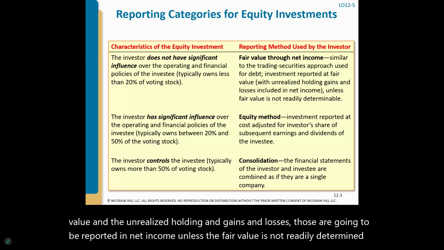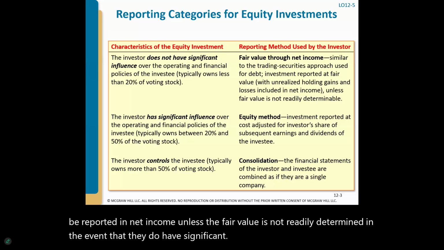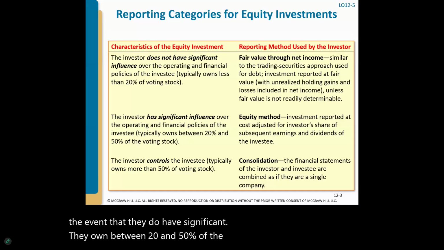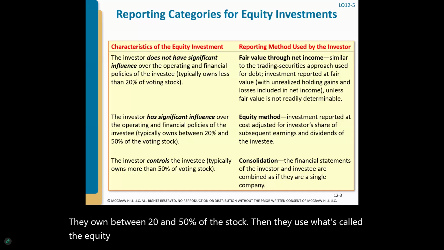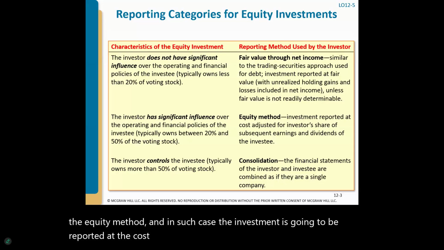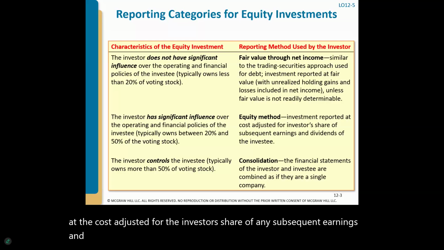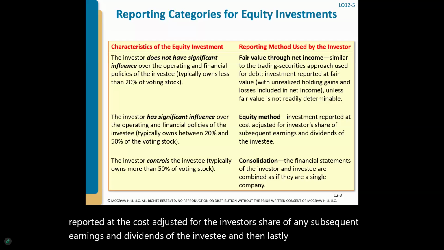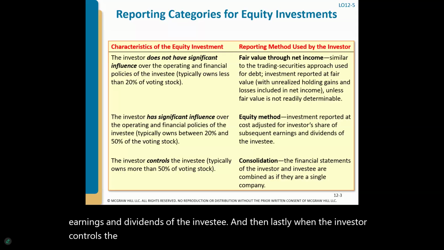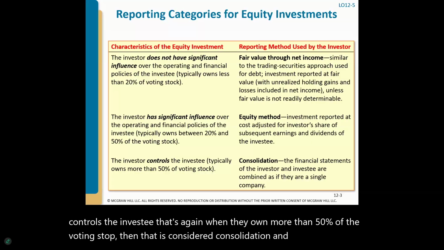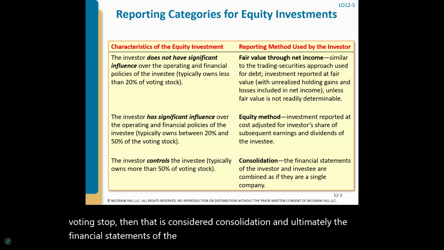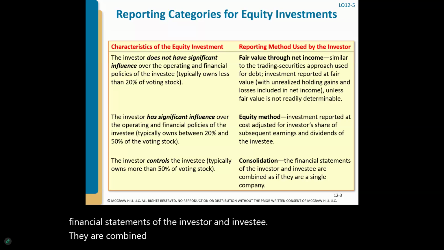In the event that they do have significant influence, they own between 20 and 50% of the stock, then they use what's called the equity method. In such case, the investment is going to be reported at cost adjusted for the investor's share of any subsequent earnings and dividends of the investee. And then lastly, when the investor controls the investee, that's when they own more than 50% of the voting stock, then that is considered consolidation. Ultimately, the financial statements of the investor and investee are combined as though they are a single company.